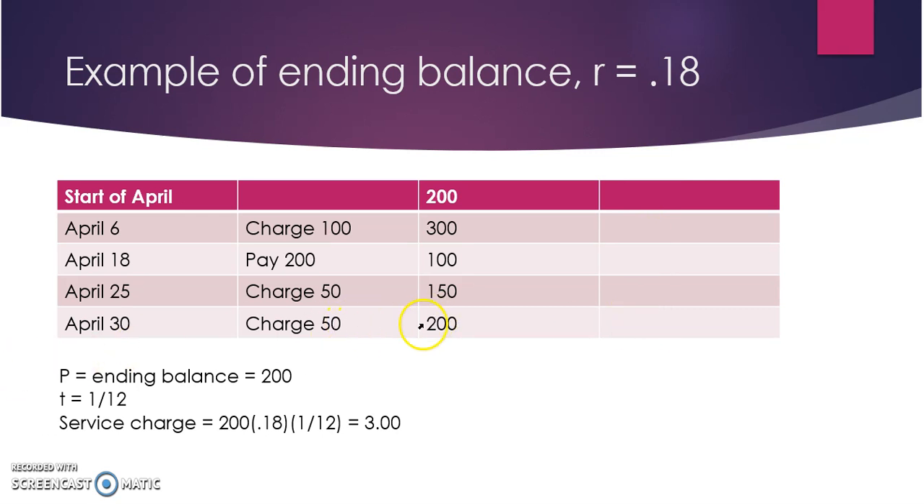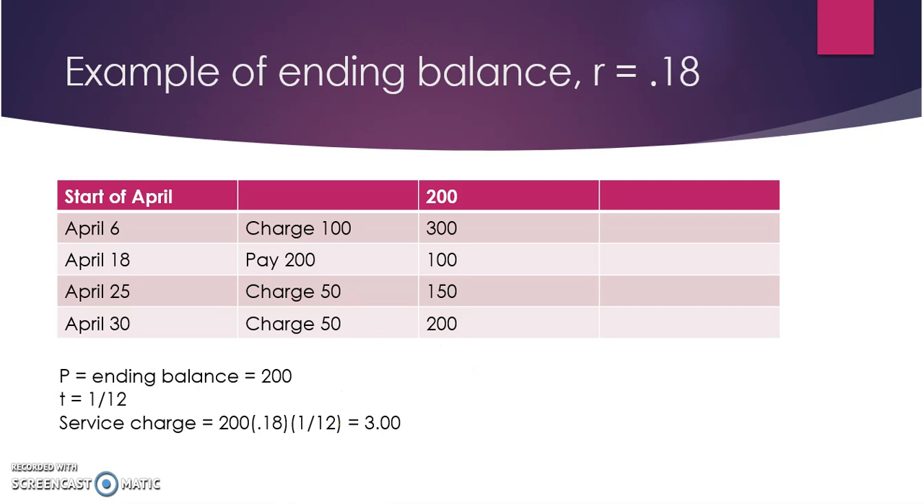So all I say is that at the very end, the person owes $200, so the principal, that ending balance, is $200. Time is 1/12. The service charge uses the same formula for simple interest, principal times the rate times the time, and that comes out to be an even $3. Now, they'll round off to the nearest penny if it isn't even.